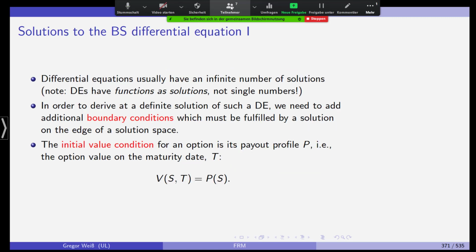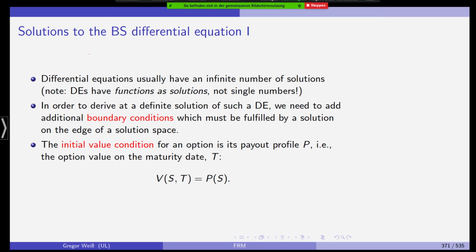Okay. Now we've seen the Black-Scholes differential equation, and be careful not to confuse it with the Black-Scholes formula or formulas. The differential equation, usually differential equations have an infinite number of solutions, yeah? And they have functions as solutions. So in order to arrive at a unique solution, we need to add additional boundary conditions, which must be fulfilled.